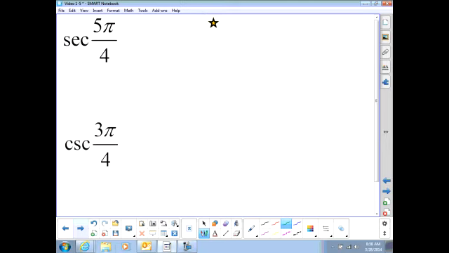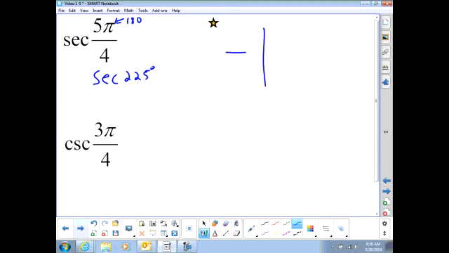Some other exact values, if we want to find secant of 5 pi over 4. Well, sub in your 180. 180 divided by 4 is 45. 45 times 5 will give us 225. So we're really doing the secant of 225 degrees.